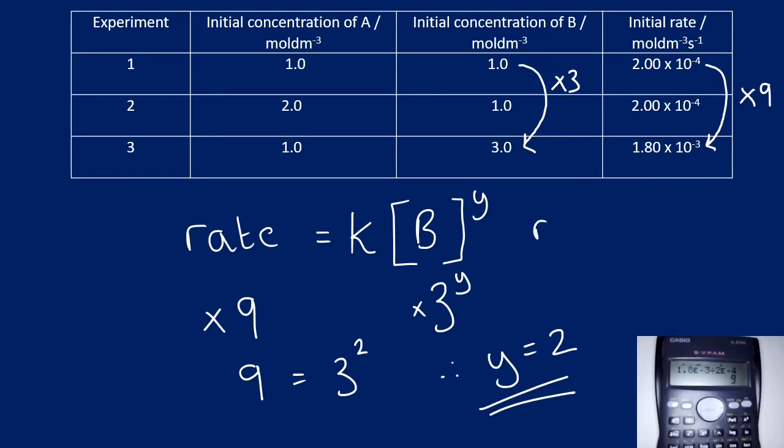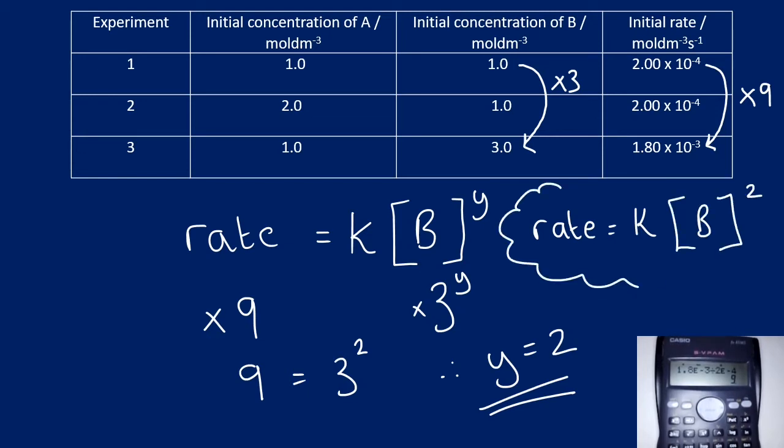So our rate equation is rate is equal to rate constant multiplied by the concentration of B to the power of 2. So that's our final rate equation there. We have deduced the rate equation for that reaction using experimental data.